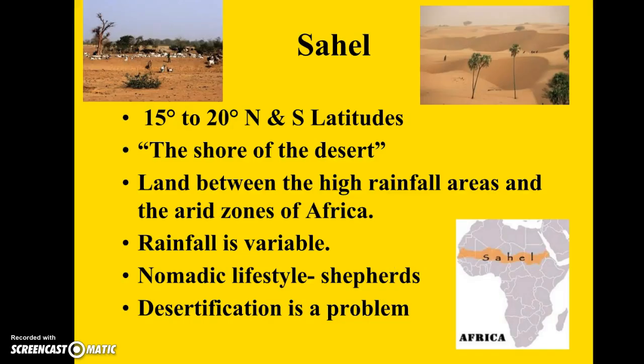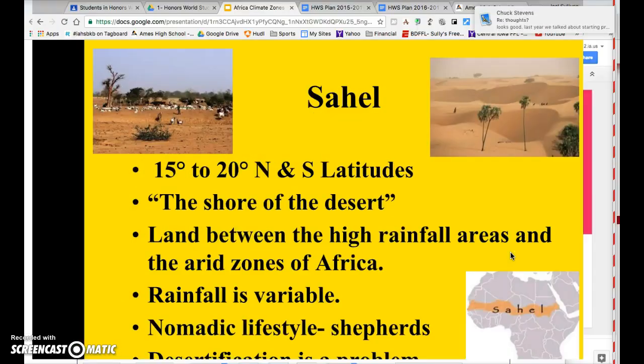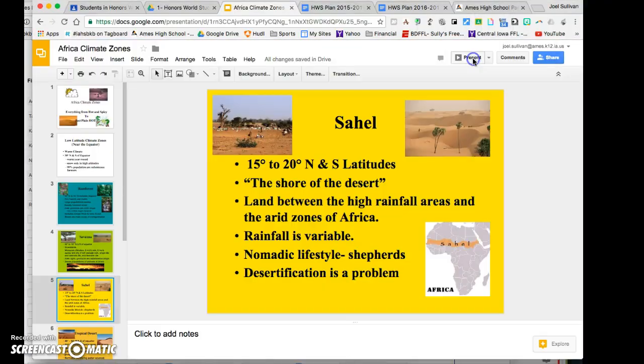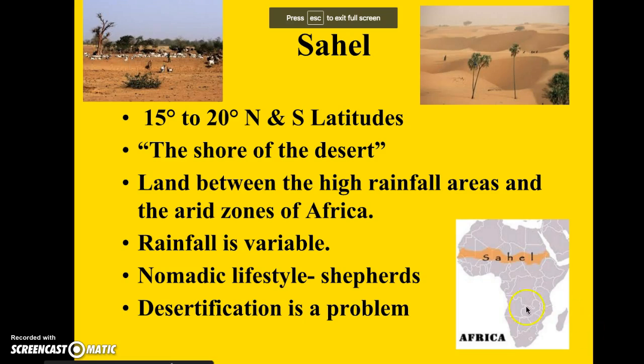So now we're going to move further away from the equator. If you look down here in this bottom right-hand corner, you see we're getting further and further from the idea of being by the equator. The equator runs right about here. The savanna is located about here. Now we're into the Sahel. The Sahel is what they call the shore of the desert. This is where your quote-unquote wet areas of the savanna will come in contact with the dry areas of the desert. And this is the shore, if you will. So this is the land between high rainfall areas and the arid zones of Africa.